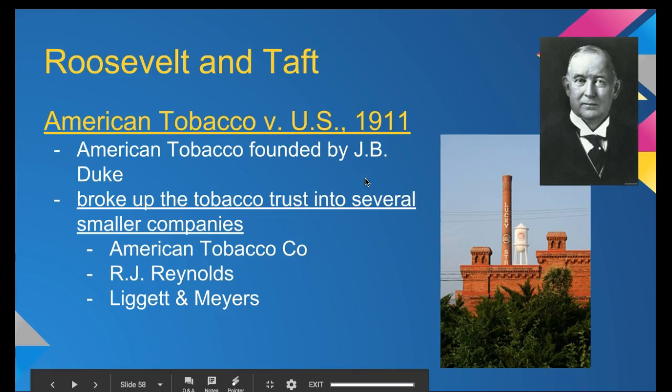American Tobacco versus the U.S. was another big court case that brought down a big business. I like to include this example because y'all are probably familiar with the name Duke, J.B. Duke. American Tobacco was in Durham. The outcome of this court case was that the tobacco trust must be broken up into several smaller companies, like the American Tobacco Company, R.J. Reynolds, Liggett and Myers, names that you may be familiar with.